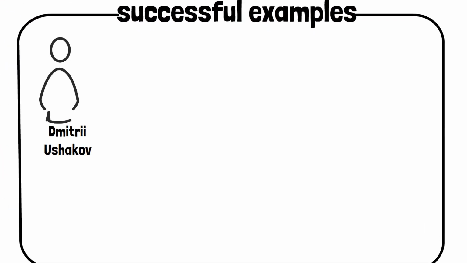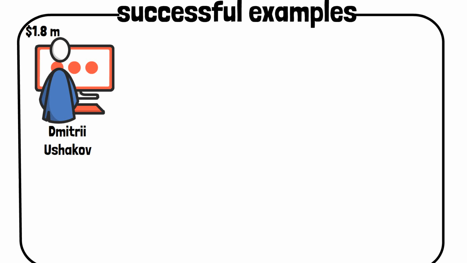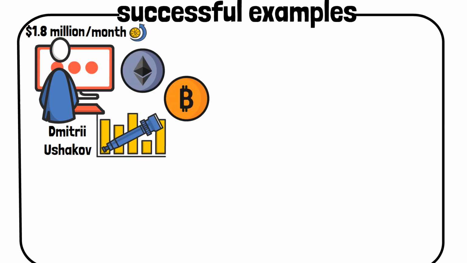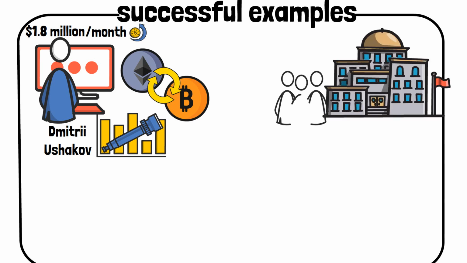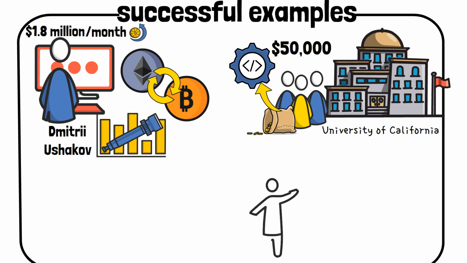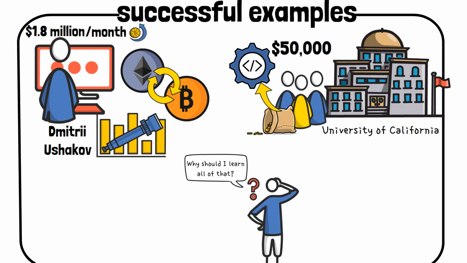To put things in perspective, here are some real-life examples of how efficient these bots can be. Dmitry Ushakov, a Russian trader, has reportedly made $1.8 million in profit in just 1 month of using arbitrage bots. He used these bots precisely to monitor the price differences in the Bitcoin and Ethereum markets across exchange platforms. Or consider this: a group of traders from the University of California made a fortune thanks to arbitrage bots. They developed the bots, let them loose, and during the course of several months, ended up with over $50,000 in their pockets.